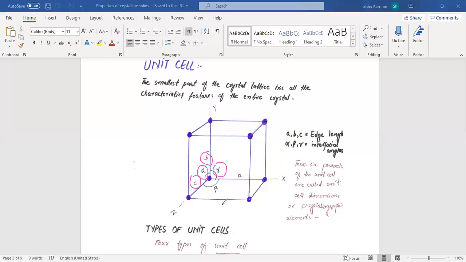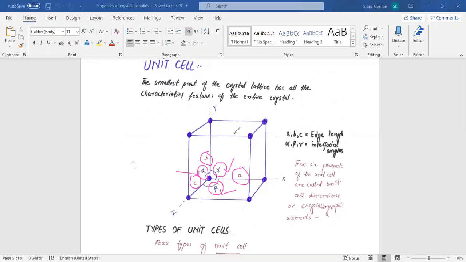And the angle between edge length C and edge length A is named as beta. So always the angles between the edge lengths will be the same. Between the edge length A and B, the angle is gamma. Between the edge length B and C, the angle is alpha. And between the edge length C and A, the angle is beta.